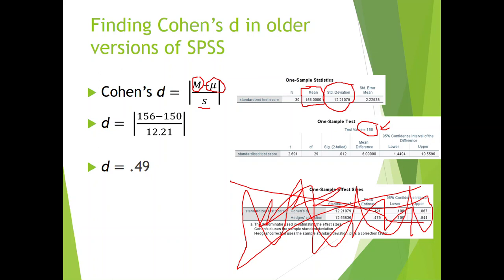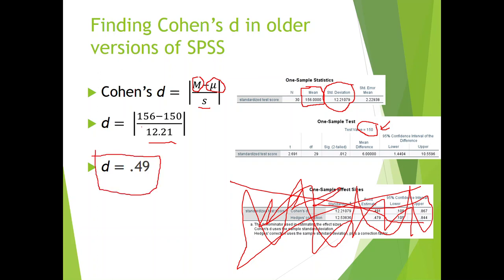So you see I just plugged in all of those values. So your sample mean in this case was 156, minus the population mean, which in this example was 150, divided by your sample standard deviation, which was 12.21. We're taking the absolute value of that to get Cohen's d. Cohen's d doesn't matter if it's positive or negative, it just is reported essentially as a positive value regardless of whether your calculation was positive or negative up here. We're just going to turn it to positive even if this was negative. So our Cohen's d, when you do this calculation out, you should get this value of 0.49.